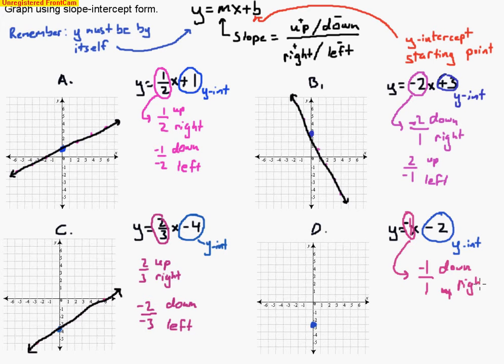And so from there, I can go down 1 and then right 1. Down 1, right 1. Down 1, right 1. But remember, you can always go the other way as well. So I could go up 1 and then left 1 space and be on that same line. So from this blue point, from this y-intercept, up 1, left 1 also gets me on that line.